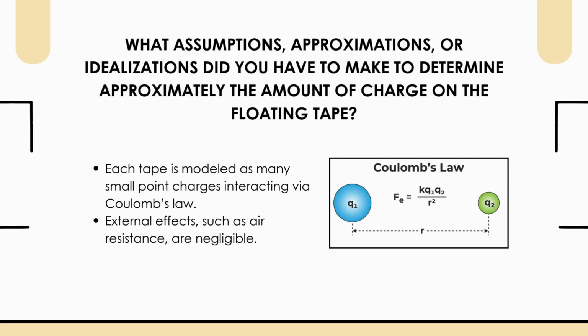The first question we had to ask ourselves in this lab was, what assumptions, approximations, or idealizations did you have to make to determine approximately the amount of charge on the floating tape? Well, we modeled each tape as many small point charges that were interacting via Coulomb's law, which can be seen in this image shown to the right. The electric force is equal to the K constant times the charge of particle 1 times the charge of the particle it's interacting with over the distance between them squared. We also ignored external effects such as air resistance.